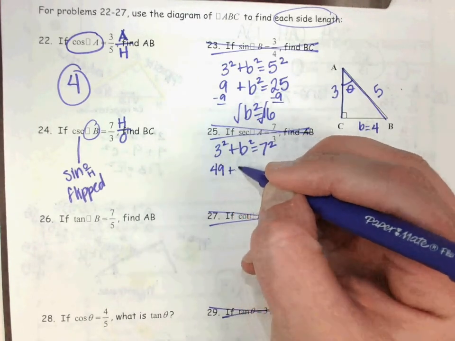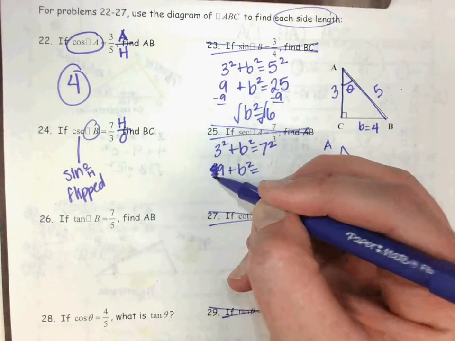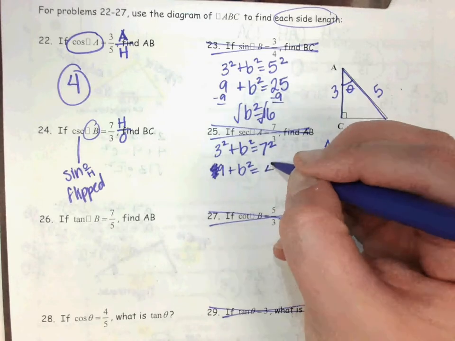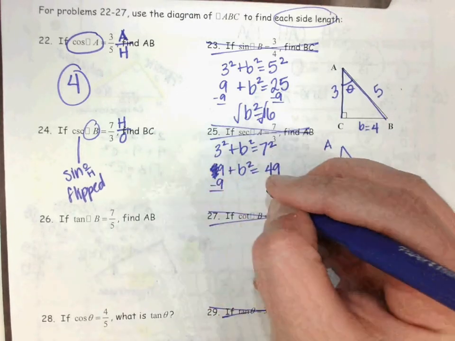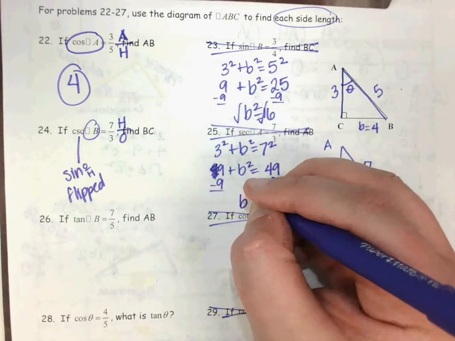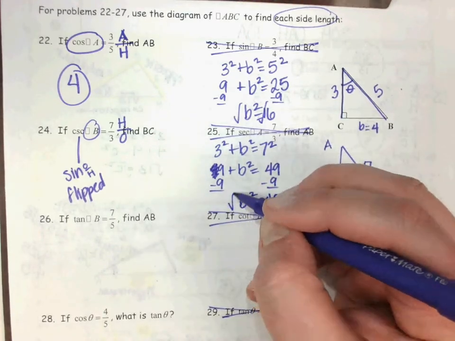49. How much is 7? Oops, just a 9, sorry. How much is 7 squared? 49. And then I'm going to minus that 9 across to the other side. 49 take away 9 is how many? 40. Then do what? Square root.